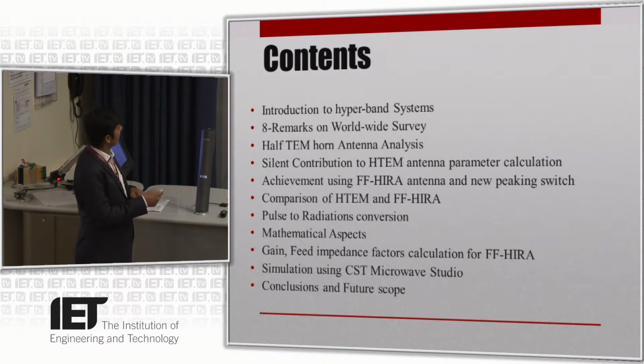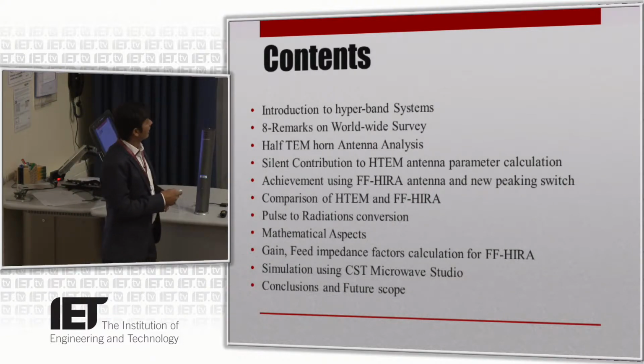Then I will compare the TEM horn antenna with the folded feed half impulse radiating antenna, and I will show the advantages and disadvantages of these antennas over the TEM antenna. I would also like to explain how the pulse gets converted into radiation when we feed pulses which have some duration, rise time and width. I will explain the mathematical aspect of that. Then all the parameters, gain and feed impedance, using the simulation software CST Microwave Studio, and conclusion and future scope.